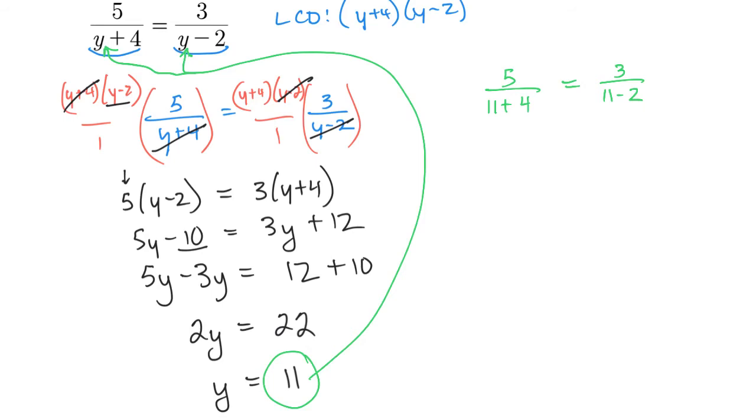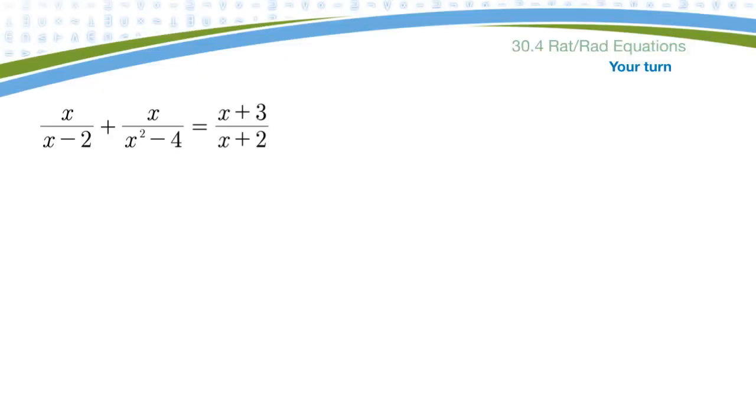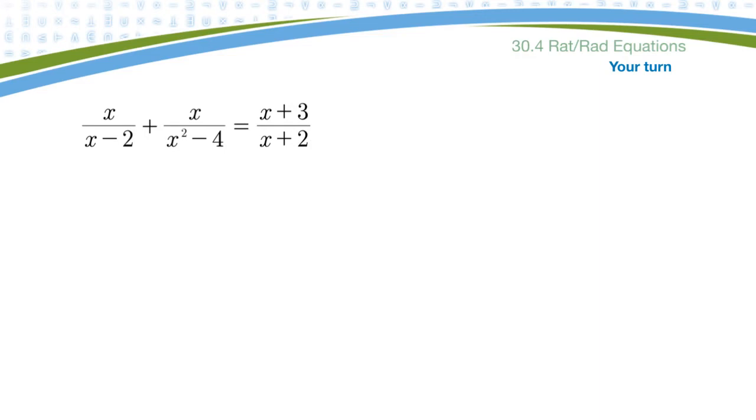Yeah, so 5 over 15, is that the same as 3 over 11 minus 2, which is 9? If I simplify the left side, I get 1/3. If I simplify the right side, I also get 1/3. Therefore, my answer checks. Okay, why don't you try this one? You're going to need to factor and then come up with a lowest common denominator. That'll be a little bit of work on that one.